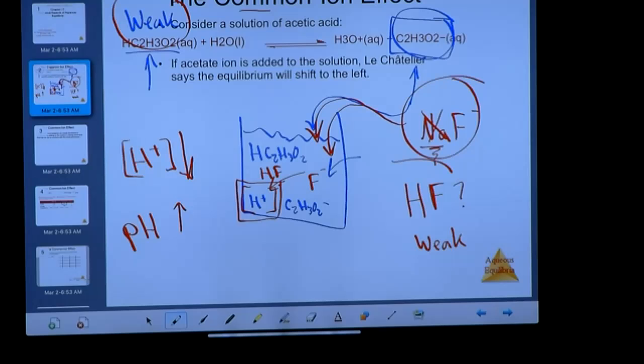So here we go. You need to know what we call the common ion effect. All right, so consider a solution of acetic acid. We have the acetic acid plus water goes to the H plus and C2H3O2 minus, or the acetate ion. If acetate ion is added to the solution, Le Chatelier says the equilibrium will shift to the left.